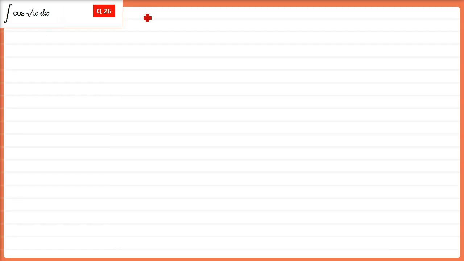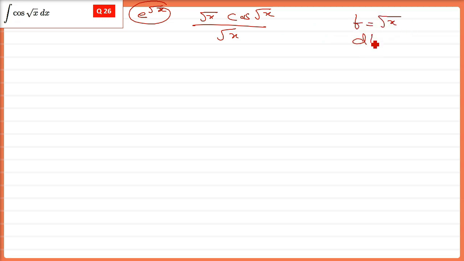Now if you remember, we have already done e root x, and I explained why we have to take what, and how it will benefit us. So we'll apply this to cos root x, multiplying numerator and denominator by root x. When you take t equals root x, dt by dx will be 1 by twice root x. That is the standard result, you already know that. So 2 dt will be dx by under root x.